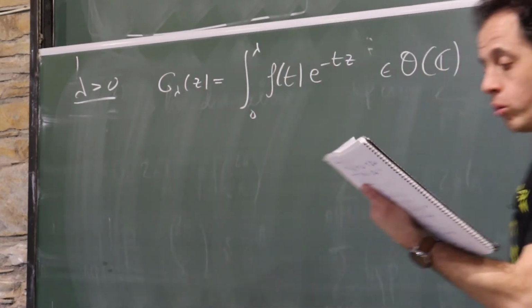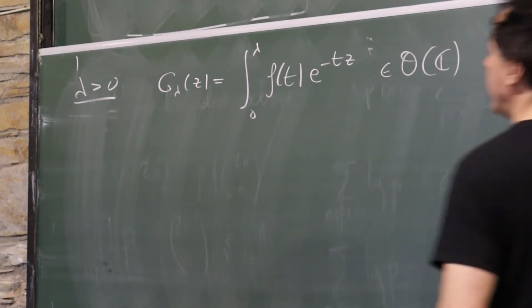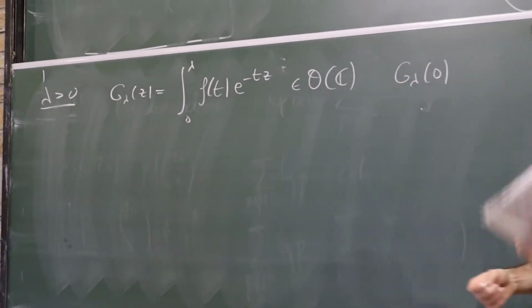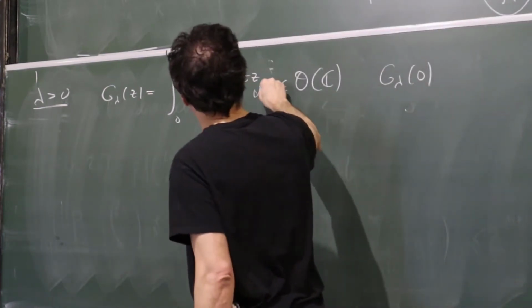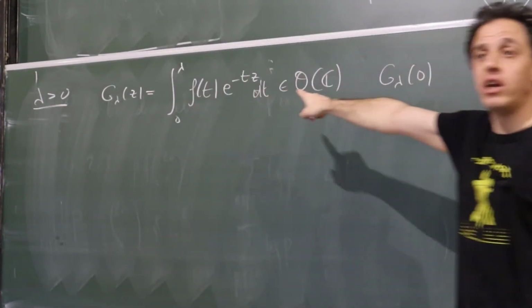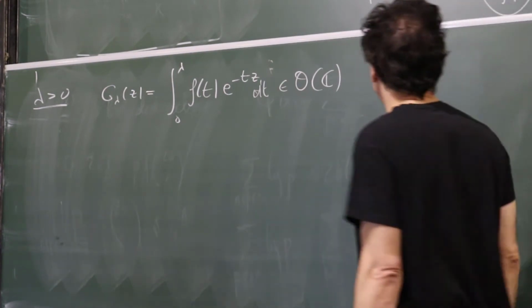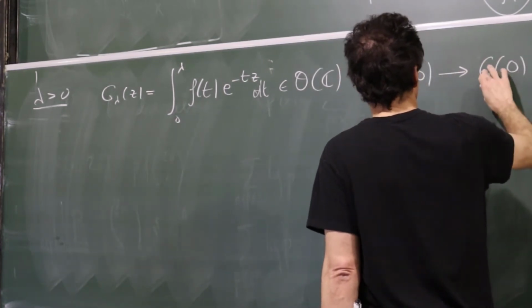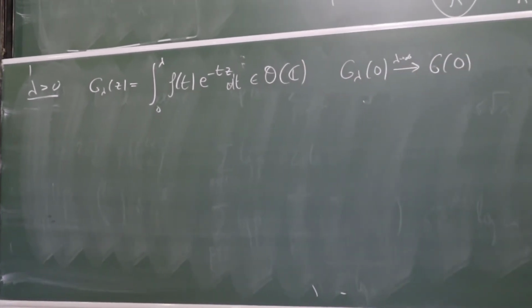It's an entire function, okay? The objective will be to show that this entire function, when you take the value 0, here you can replace z by 0 without any problem, g lambda of 0 tends to g of 0 when lambda tends to infinity. Remind that g of 0 is not defined like this.